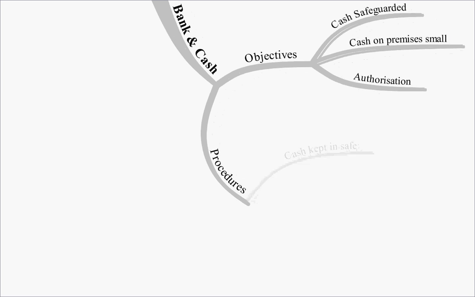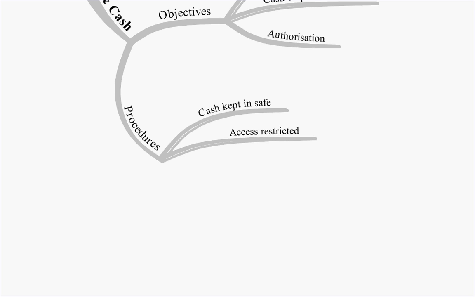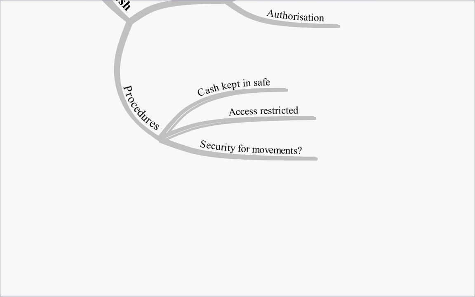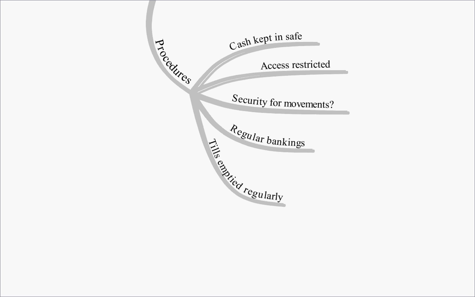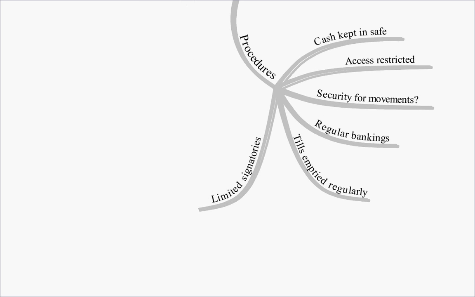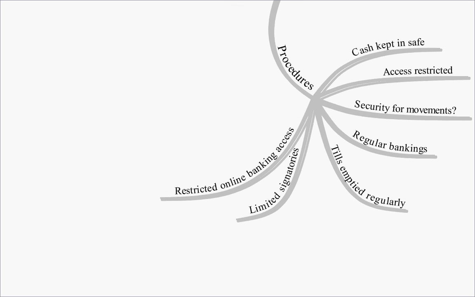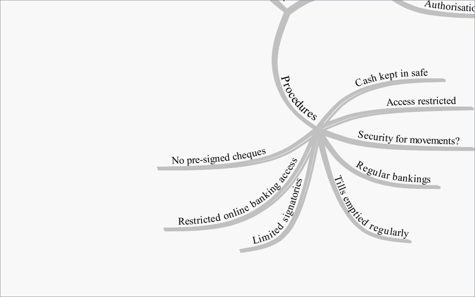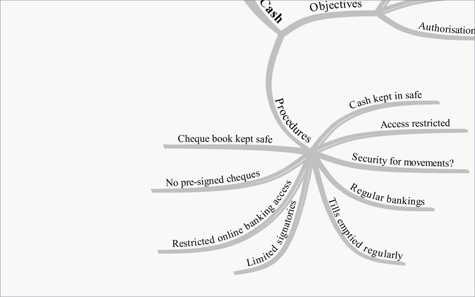Procedures to ensure this: keep all cash in a safe, restrict the access to cash, make sure that there's security for movements of large amounts of cash, bank cash regularly, empty the tills regularly. You also want to have limited signatories on checks, only 2 or 3 people maximum allowed to sign checks. Restrict the access to online banking. Don't pre-sign checks, and make sure that the checkbook is kept in a safe place.